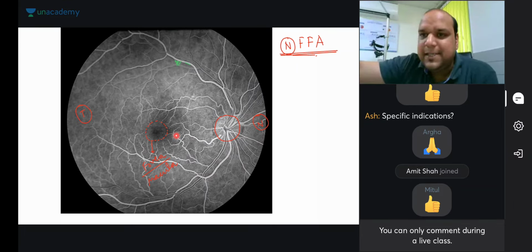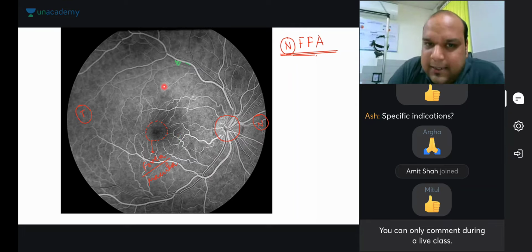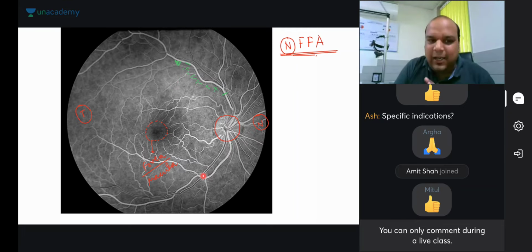Or let's say it was a case of CRAO, central retinal artery occlusion. Let's say the occlusion was present at this point. If the occlusion was present here, there would have been no dye after the occlusion. You understand again? So we are trying to judge vascular pathologies.